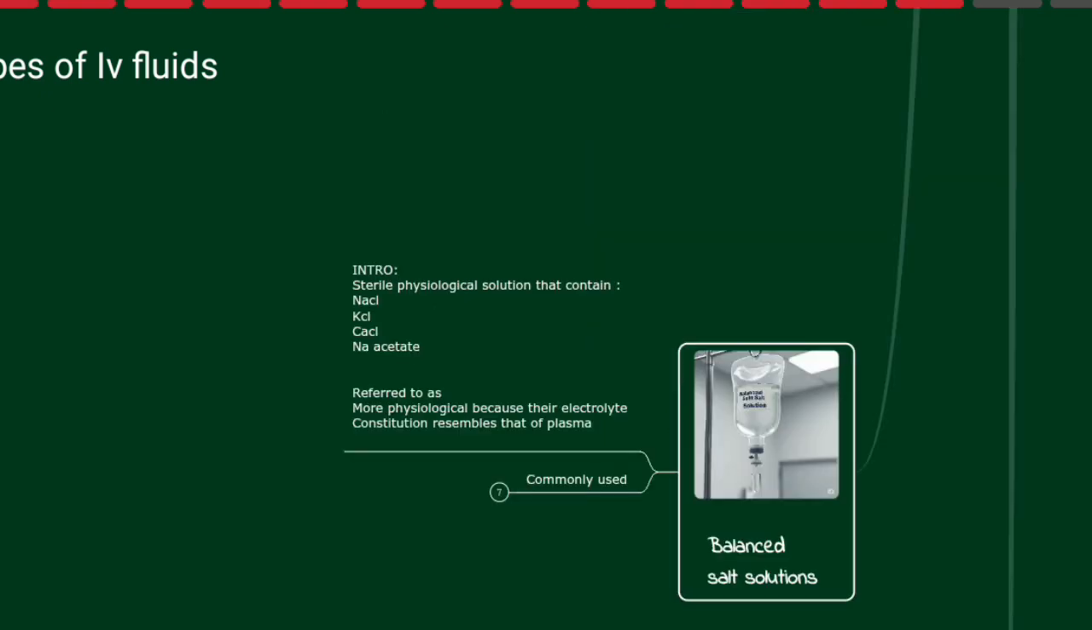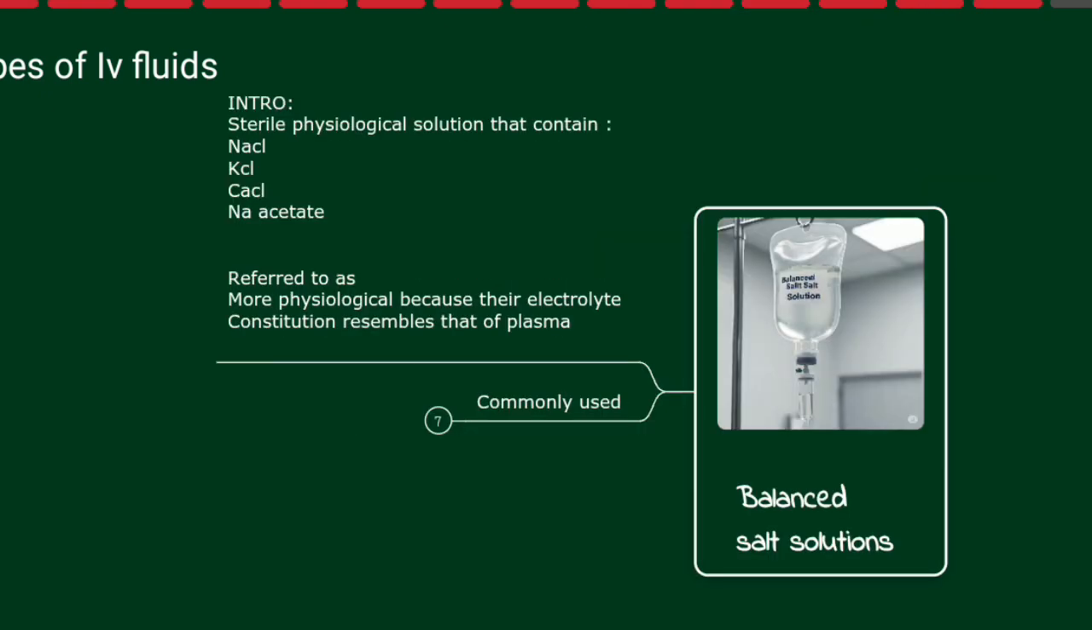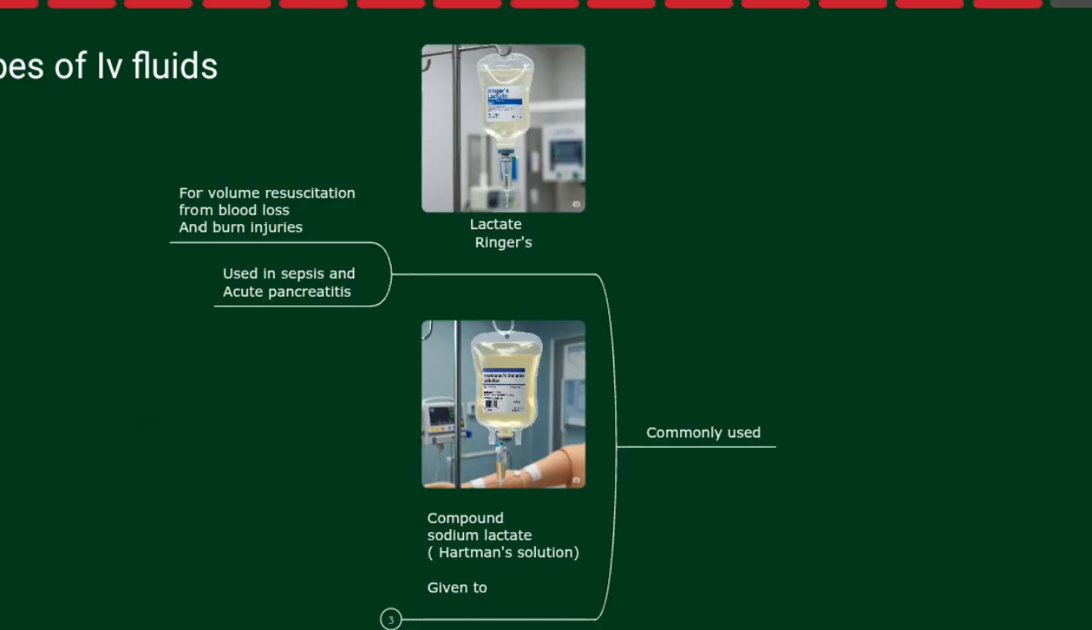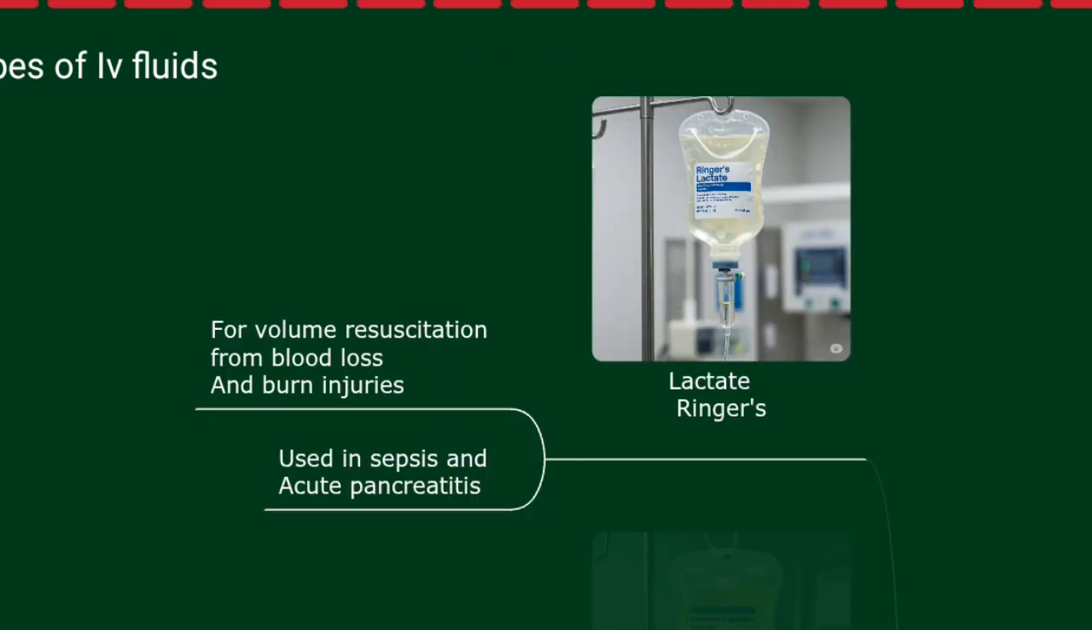Guys, let's talk about the balanced salt solutions. What are they? They are sterile physiological solutions that contain sodium chloride, potassium chloride, calcium chloride, and what? And sodium acetate. They are referred to as more physiological because their electrolyte constitution resembles that of the plasma. The commonly used balanced salt solutions: we have the lactated ringers, we have the compound sodium lactate or the Hartmann solution.